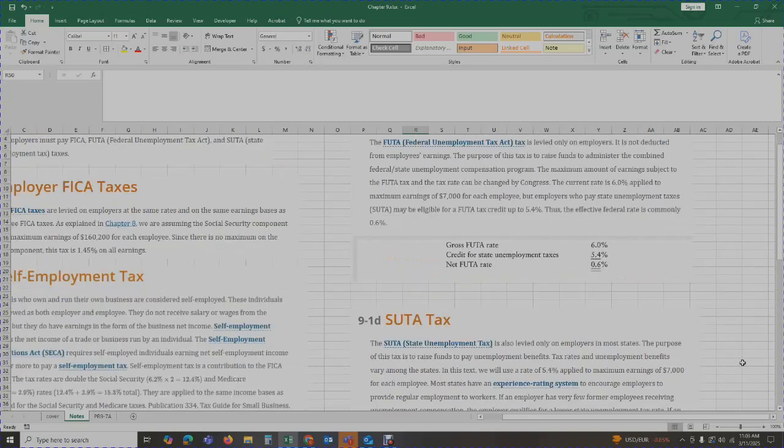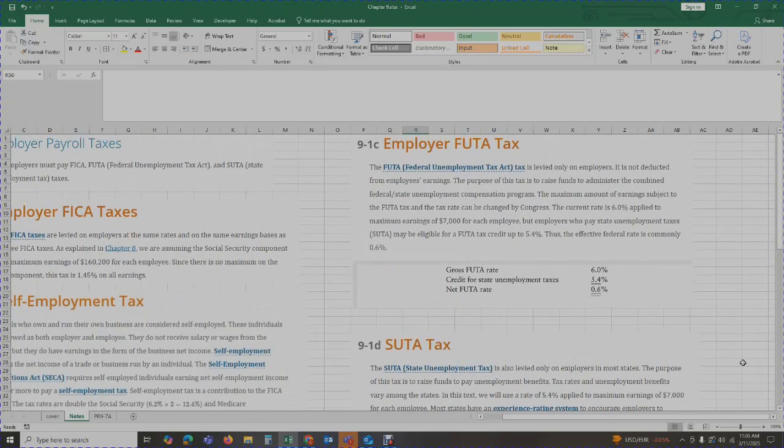But for purposes of this chapter, we are going to just assume that the FUTA and the SUTA taxes are only paid by the employer. The employee will not be putting anything into it, okay? So the FUTA tax, which stands for the Federal Unemployment Tax Act, is levied on employers only, okay? It is not deducted from the employee's earnings, okay?